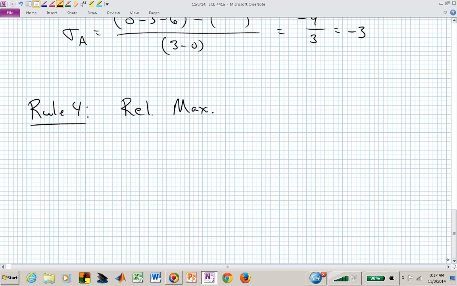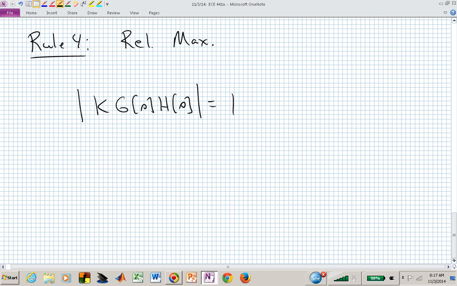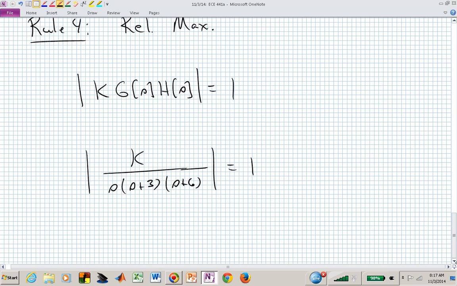How do we find K? We use one of the two conditions, magnitude condition or phase condition. Magnitude condition, which says that we have K times G of S, H of S equaling 1. In our case, that's K over S, S plus 3, S plus 6 equaling 1.